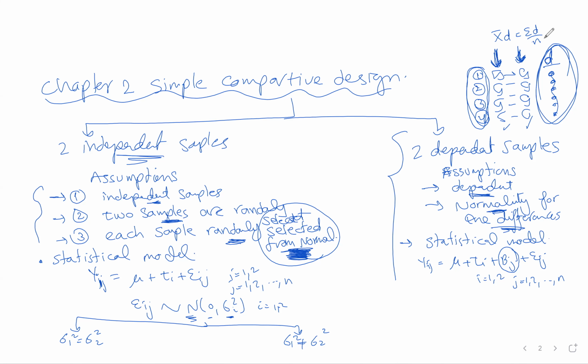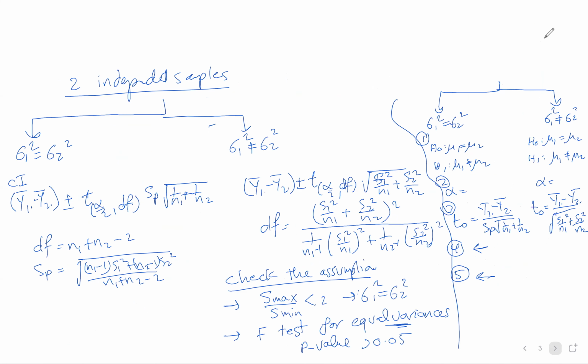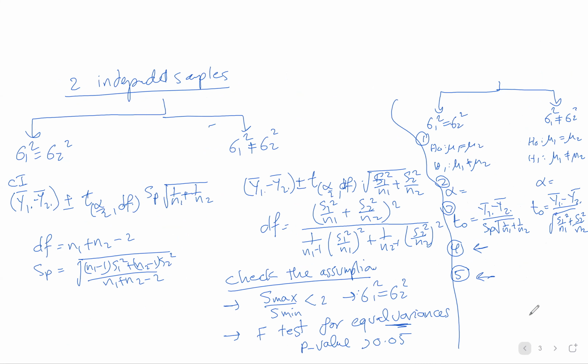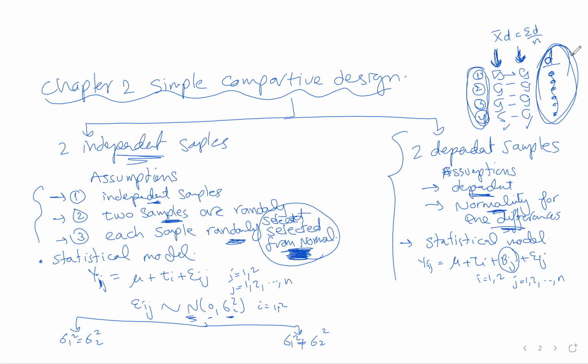So x bar d is the average of the differences you calculated. And what about SD? SD is the standard deviation of the differences you calculated. So I need to calculate the average of these values and the standard deviation of these values. So what is the standard deviation formula? SD is the square root of 1 divided by n minus 1 times the sum of d squared minus the sum of d all squared divided by n.